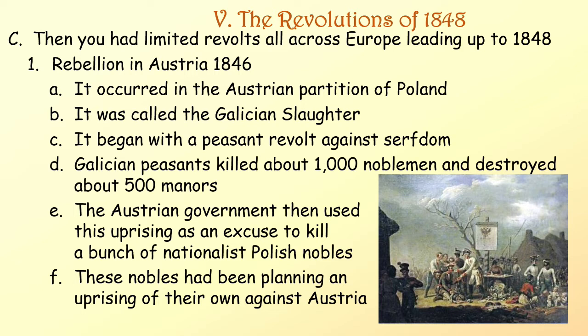Galician peasants killed about 1,000 noblemen, destroyed about 500 manors, and the Austrian government then used this uprising as an excuse to kill a bunch of nationalist Polish nobles. These nobles had been planning an uprising of their own against Austria.